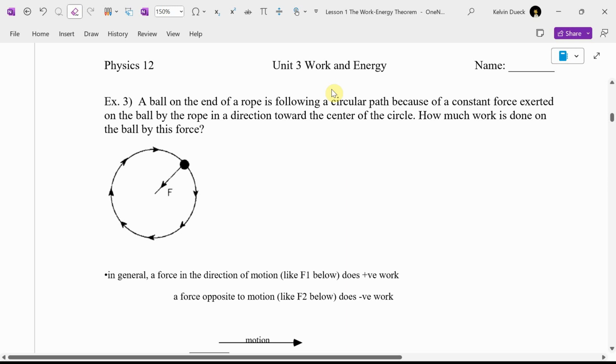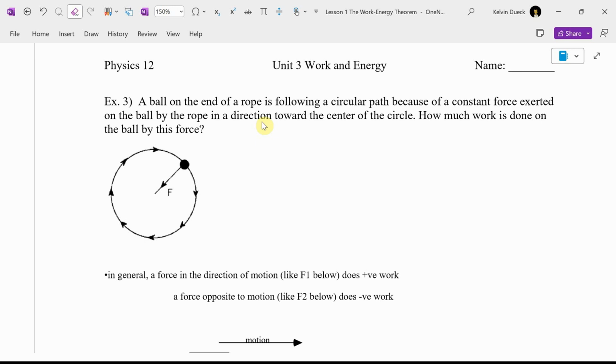A ball on the end of a rope is following a circular path because of a constant force exerted on the ball by the rope in the direction toward the center of the circle. Say what? Look up. We're spinning a ball around our head. It's on the end of a string. How much work am I doing?